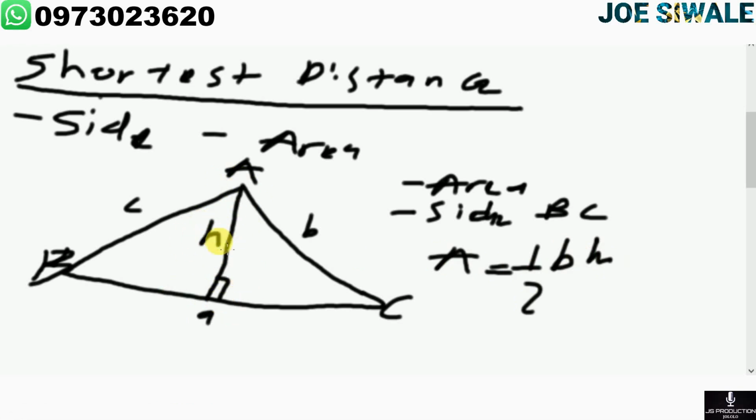And when we are calculating the shortest distance, we use the base as BC. So this is going to be our b. So here we can calculate h, which is the shortest distance, if we know b, the length BC, and if we have been given the area. So that's how you can calculate your shortest distance. Let us look at an example.